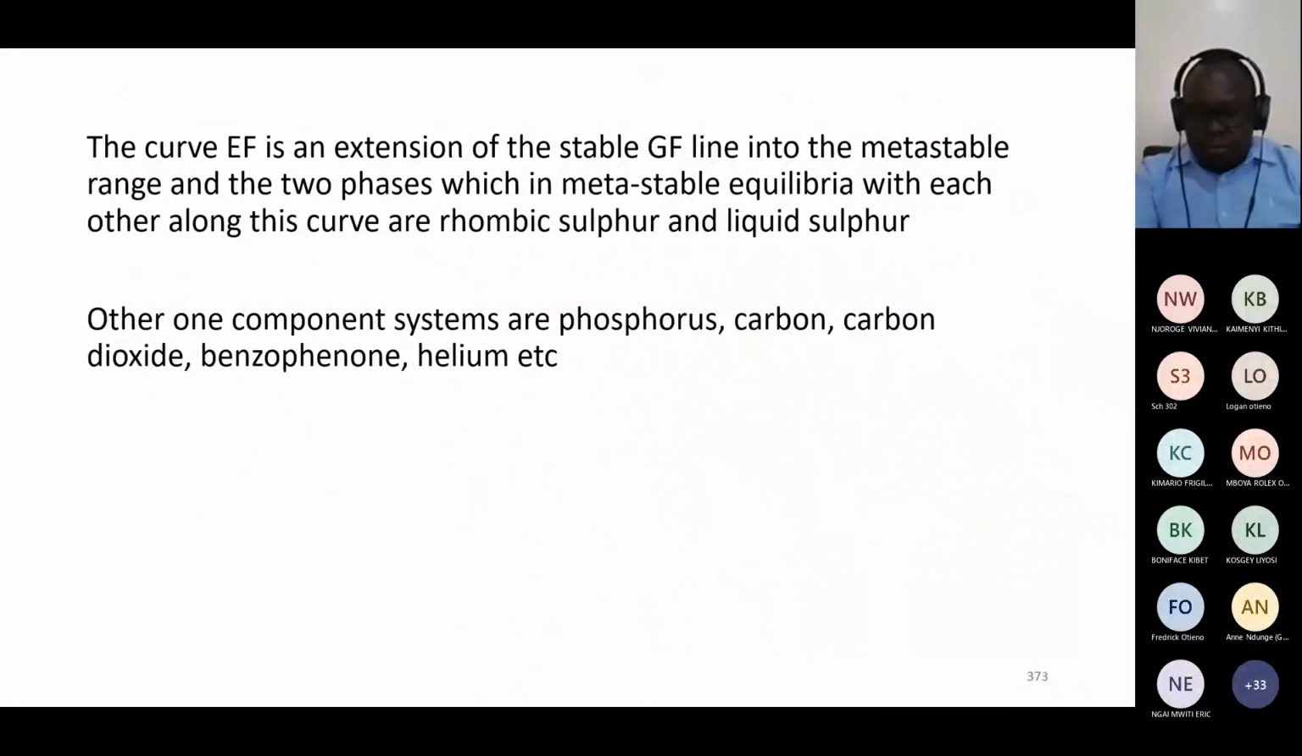So we have other examples of one component systems: phosphorus, carbon dioxide, benzophenone, helium, just to mention a few. These are systems you can take a look at to see how the phase equilibria behave. But we just looked at a couple of them so that you are familiar with the phase equilibria for a one component system.